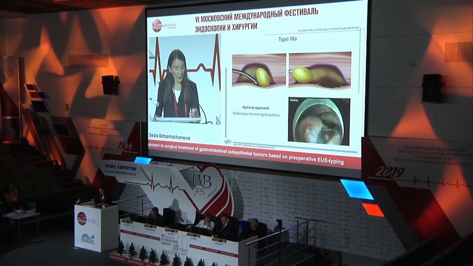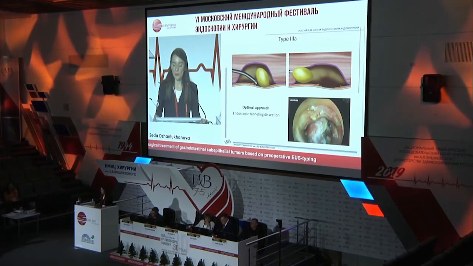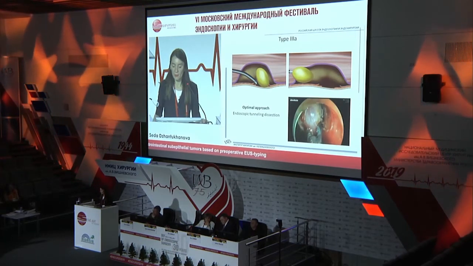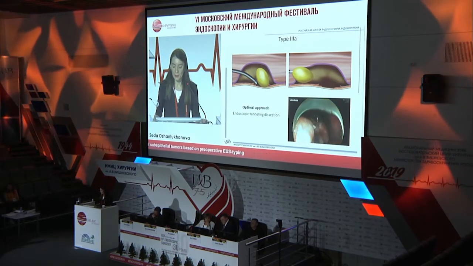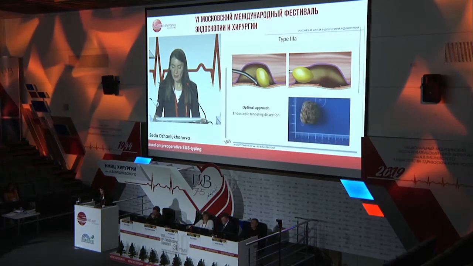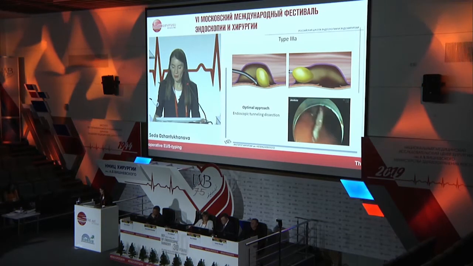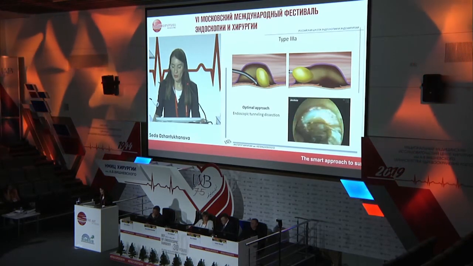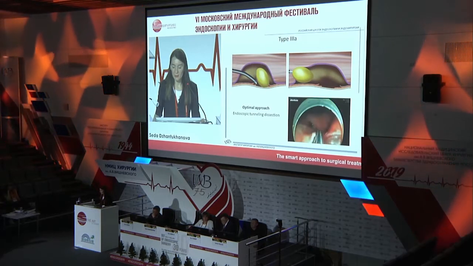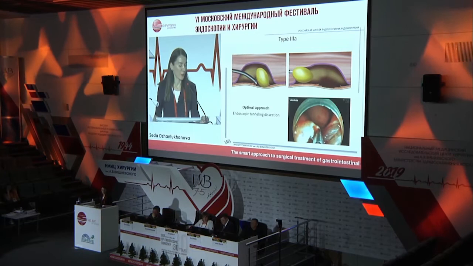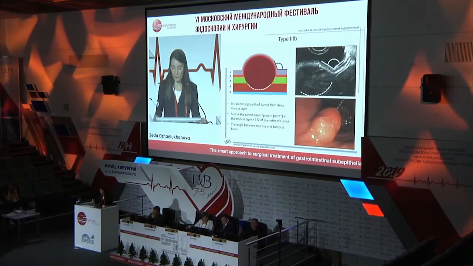After the tumor is completely mobilized, we remove the tumor with a grasper from the tunnel into the stomach lumen and remove it from the patient. This is the tumor size. It's 2 centimeters. After that, we check the tunnel for any bleeding, and then we close the entry point, closing the mucosa with endoscopic clips.